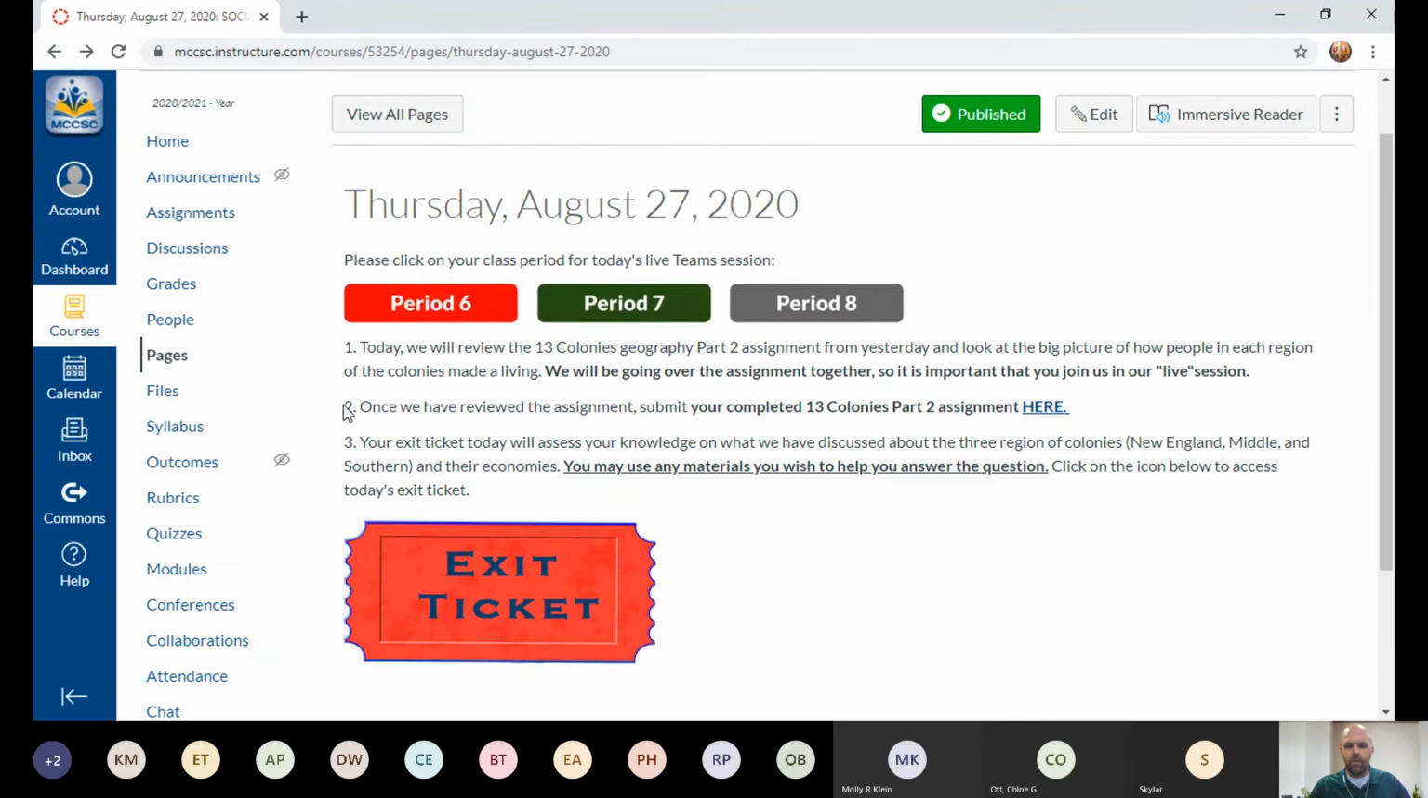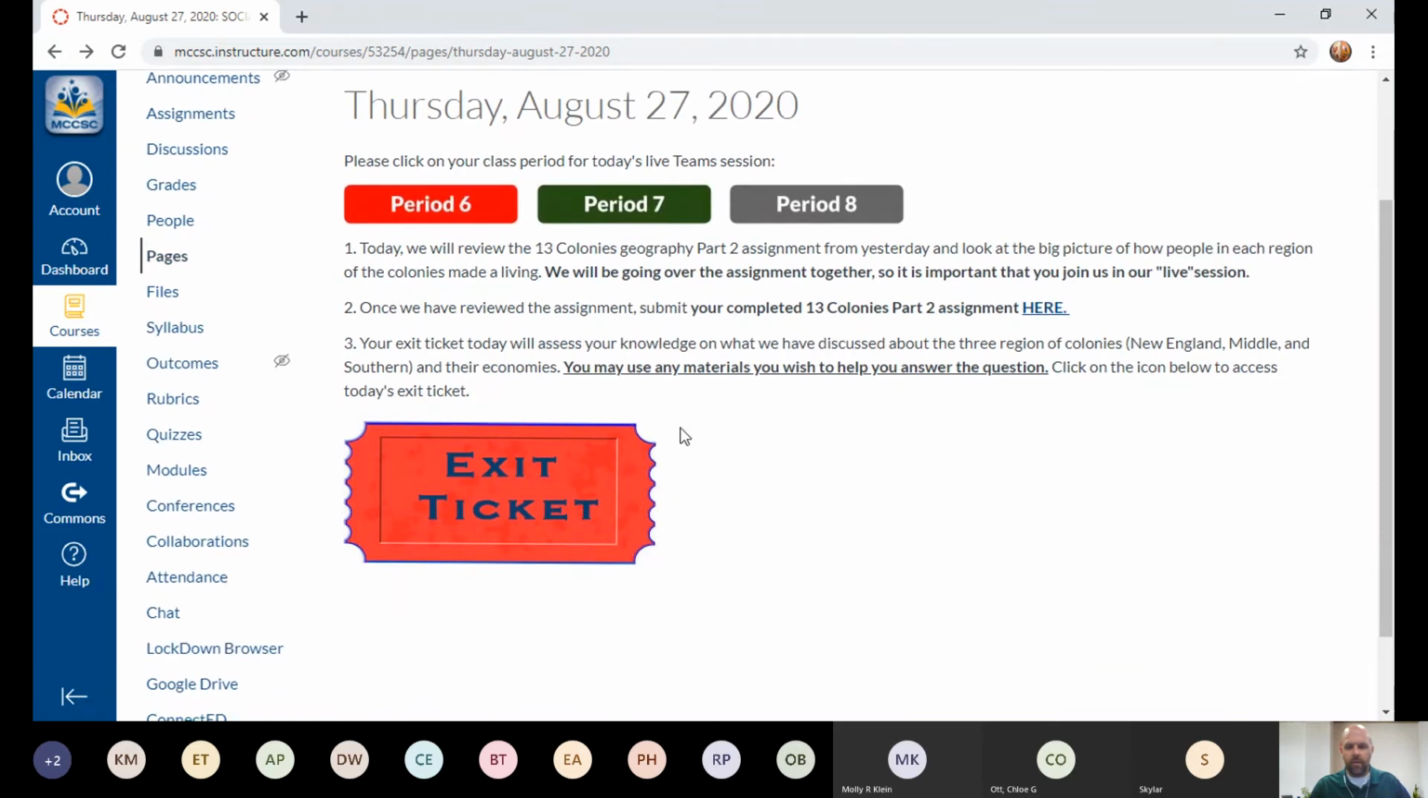You're going to work on number 2. And let's go to number 3, okay? This is important. Your exit ticket today will assess your knowledge on what we have discussed about the regions of colonies, New England, Middle, and Southern, and their economies. We just talked about their economies because we talked about how they made money.